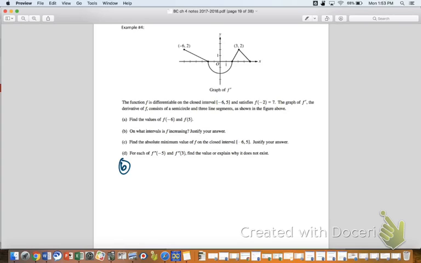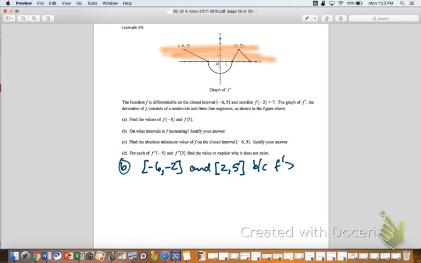Where F prime is positive. So basically wherever we're above the x-axis on the F prime graph. So that would be the interval from -6 to -2, and the interval from 2 to 5.